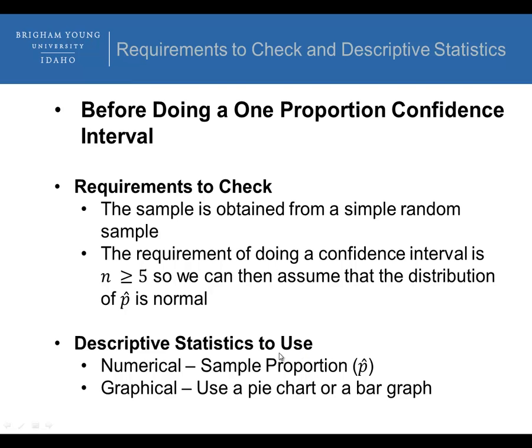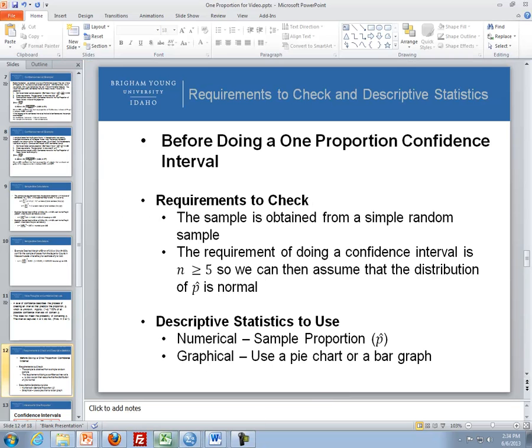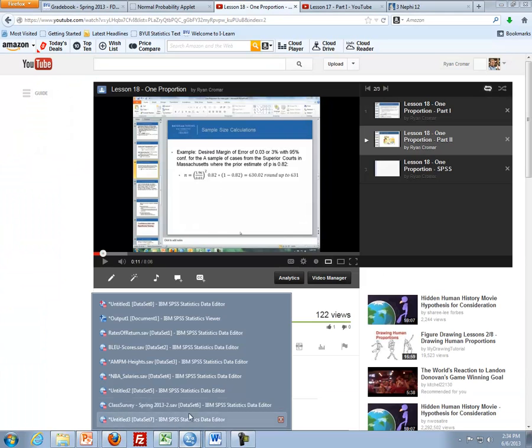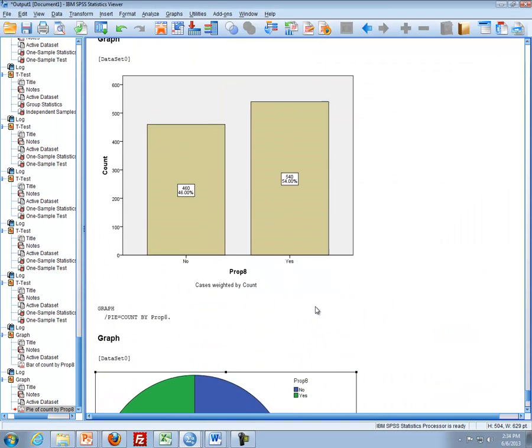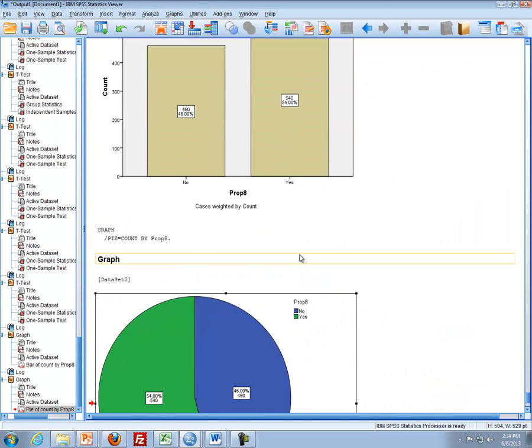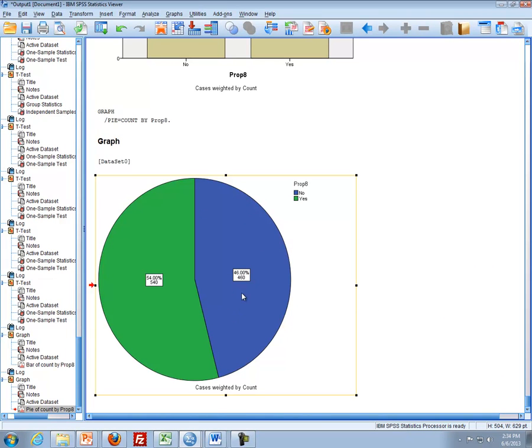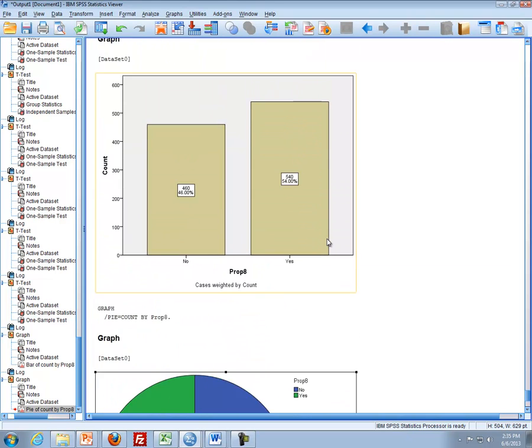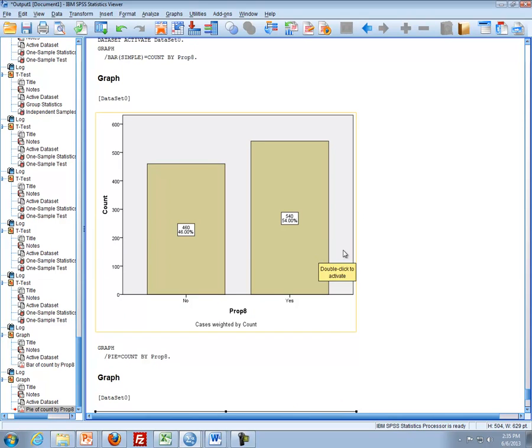Now the numerical descriptive statistic you use is just the sample proportion, which is p hat, and then we can use a pie chart or a bar graph. And here's an example of a pie chart or a bar graph. I'll go to my SPSS output. Here's an example of a pie chart, and here's an example of a bar chart for the Proposition 8 data. Now p hat would just be 54%. You can get p hat from the graphs. These are examples of SPSS graphs. You can get similar pie charts or bar graphs in Excel.